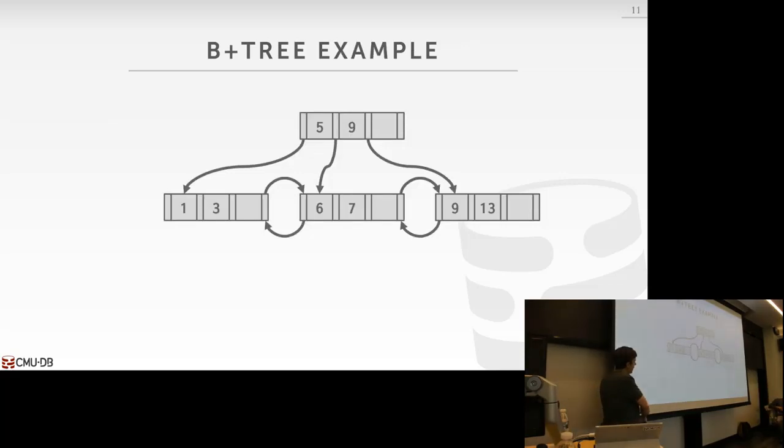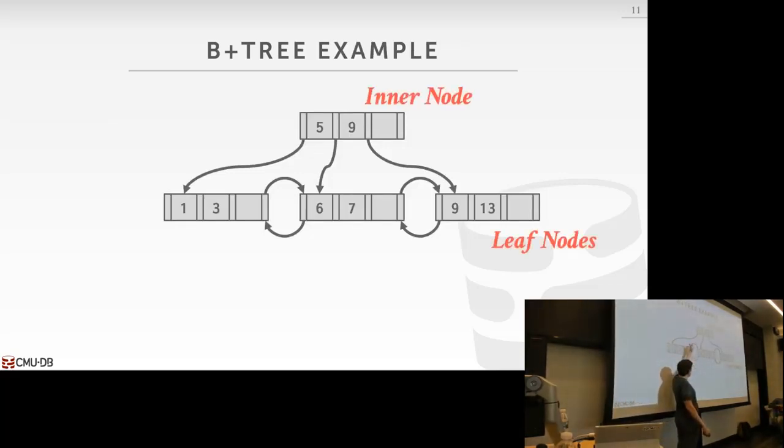All right, and the layout is that, again, along the bottom we have our leaf nodes, and then any node that's not a leaf node is considered an inner node. Now this tree has a height of 2, meaning it has 2 levels. So the inner node is also the root node. There's always going to be one node at the top because that's how you enter into the tree.